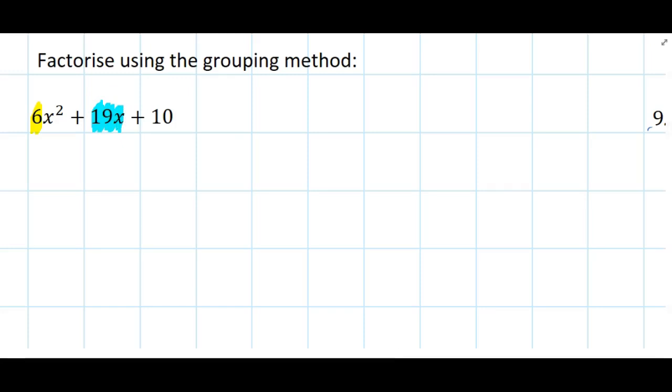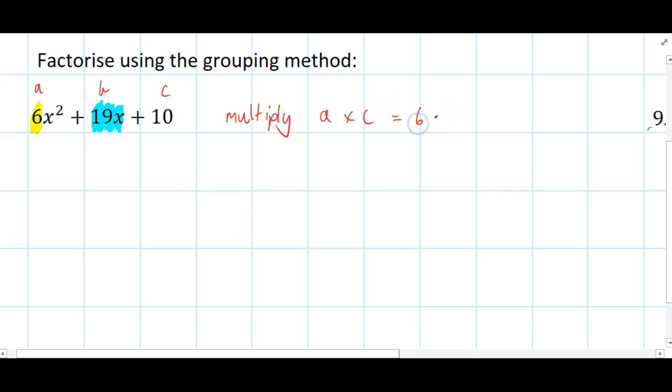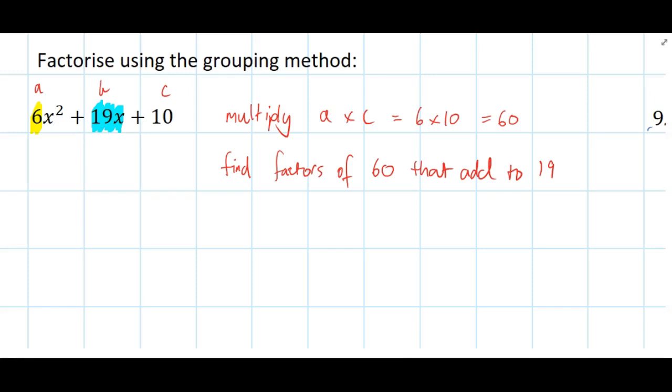So the process is, let's say we call this A, we call this number B, and we call this number C, just like in our general one. Firstly, we multiply A times C. So in this case, it's going to be 6 times 10. So that's 60. Once we've done that, we look at B. We need to find factors of 60 that add to the 19, the number in the B place.